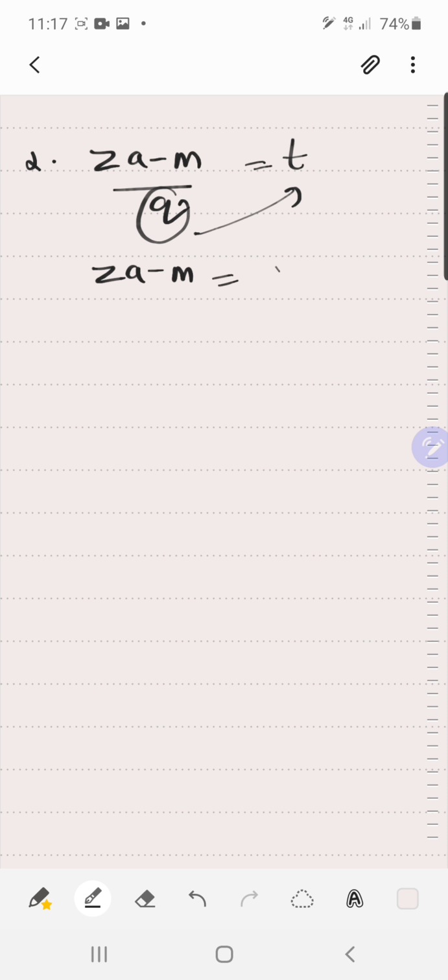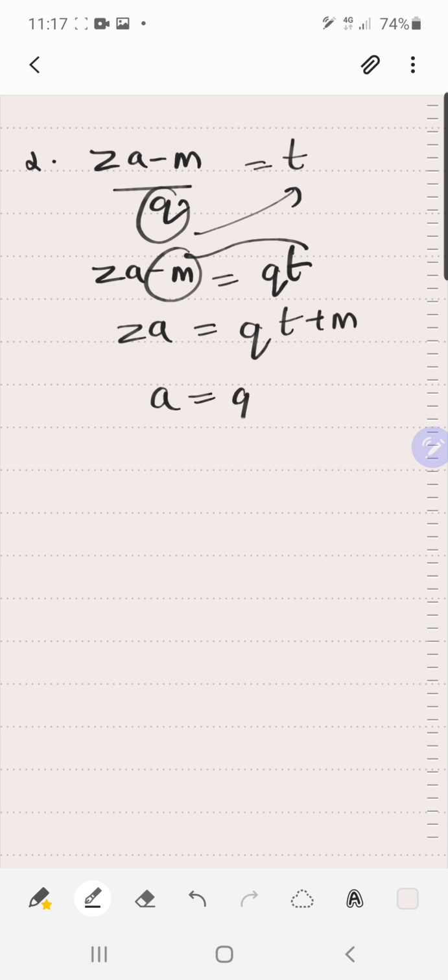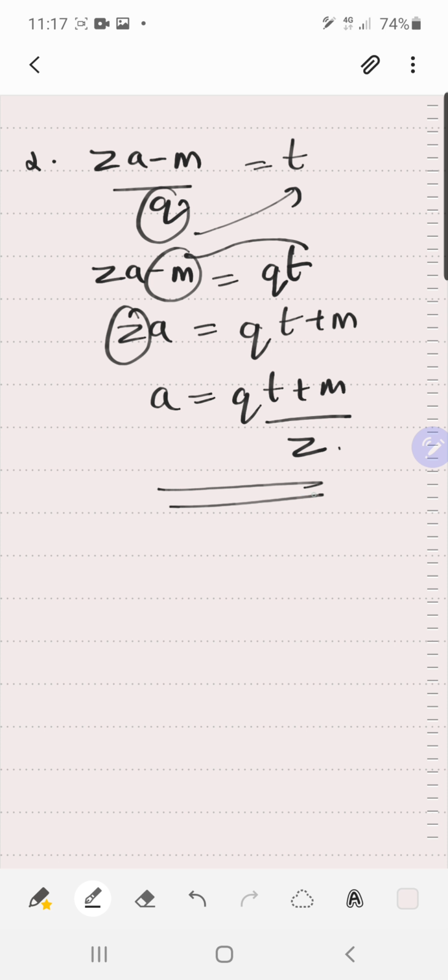Problem number 2. za minus m upon q is equal to t. This q will go to that side. So za minus m is equal to qt. And we want a as the subject, so qt, and this minus m will go here as plus m. a will be here, qt plus m will be here, and this z which is in multiplication will go here into division. So that's your answer. But I'll do it in the standard form and show it to you. You can use any method.